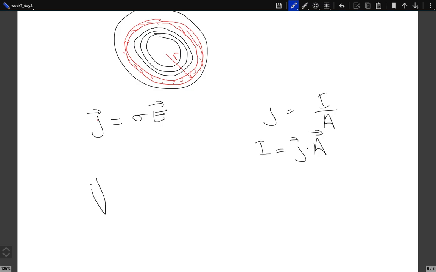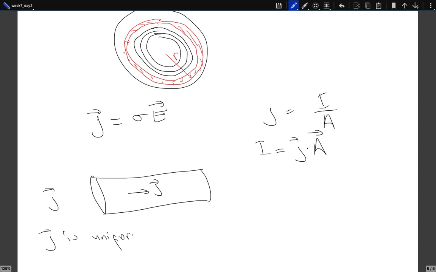Now let's look at this problem. How did we solve this problem? Well, we said, let's say there is a J running through my circuit. Let's also make one more assumption: the J is uniform through the area. So the total current is just J times A. That is the total current.